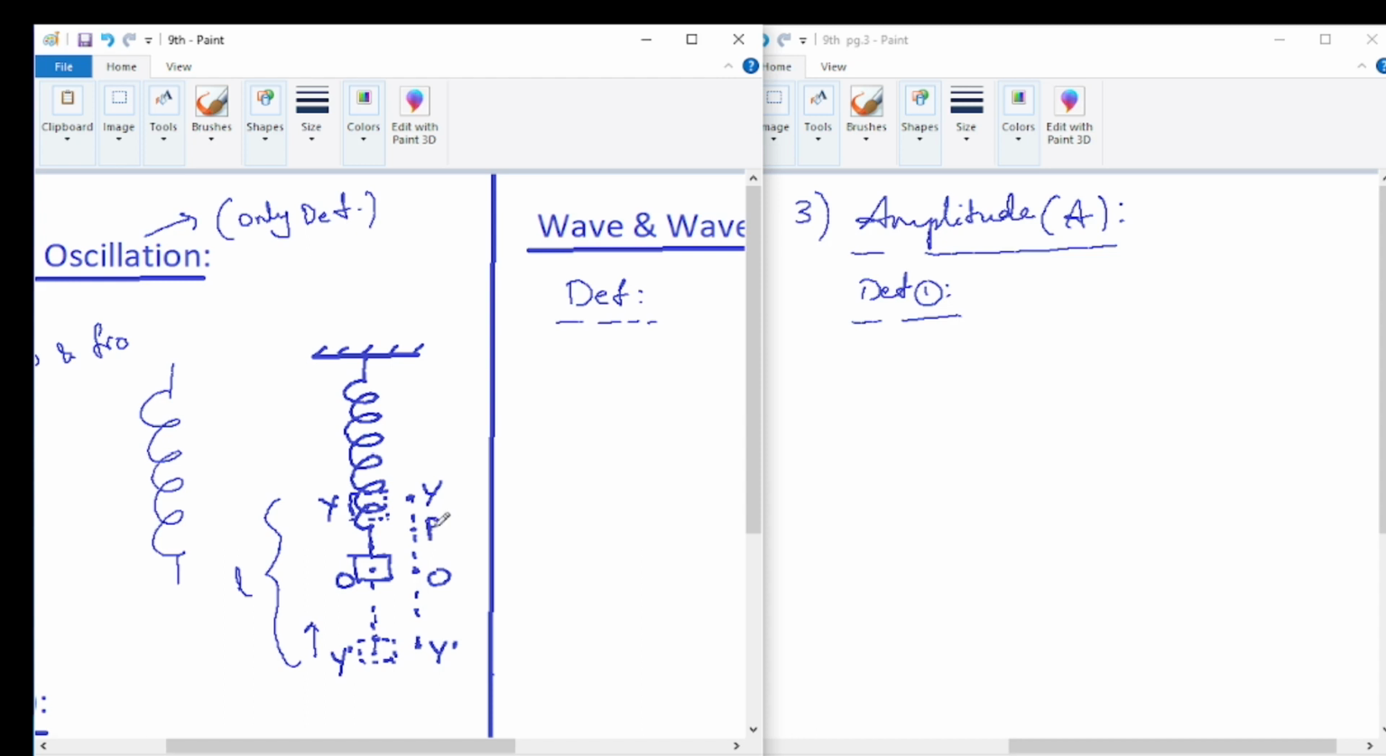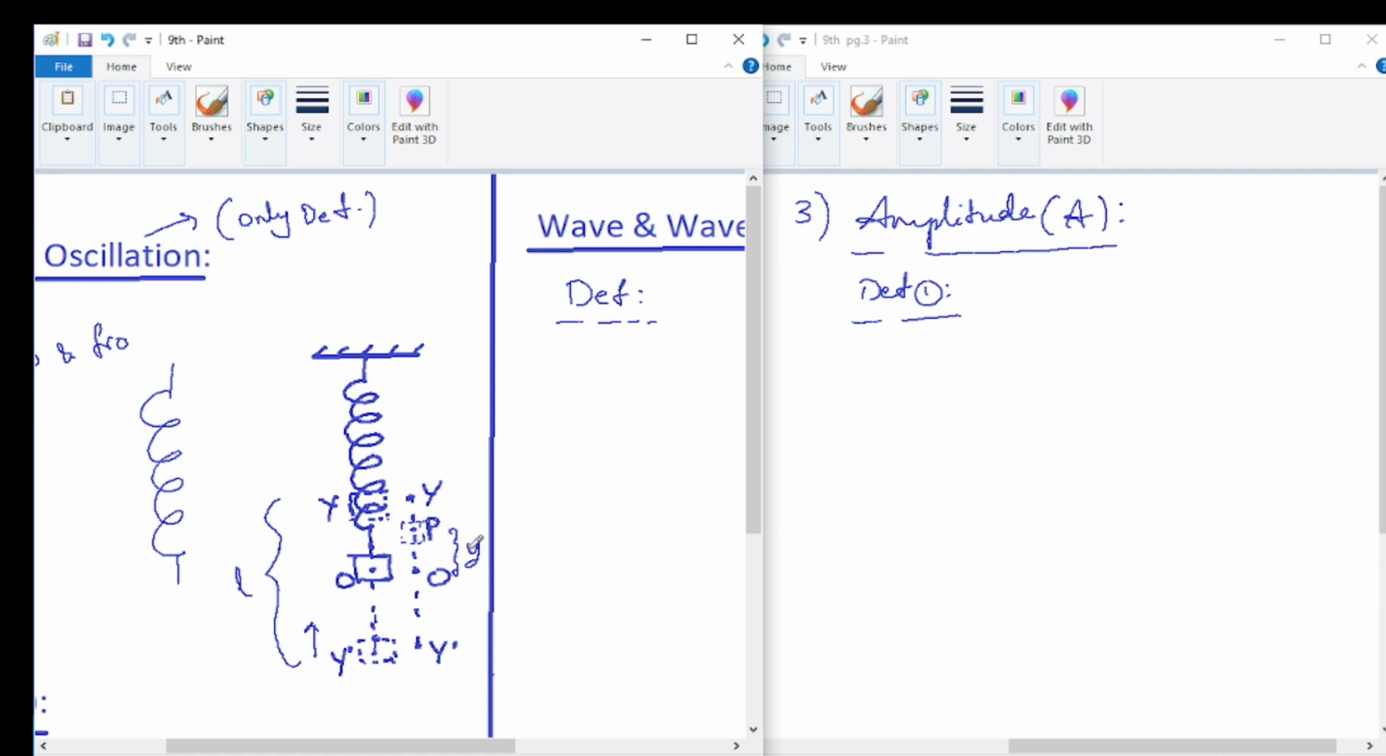Then the displacement of the load from the mean position is OP. Displacement is the shortest distance between the initial and final position. Simply, it is the length of the straight line joining the initial position to the final position. So OP is the displacement. This displacement from the mean position is denoted as Y.